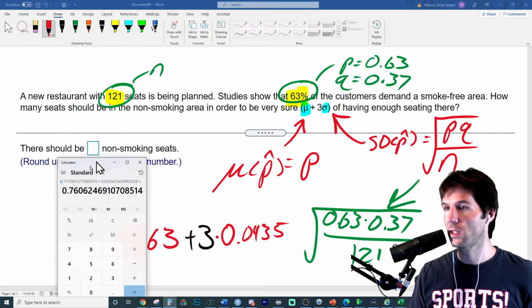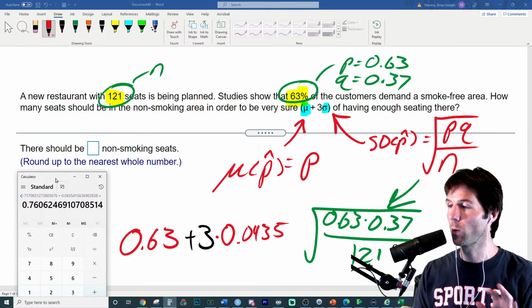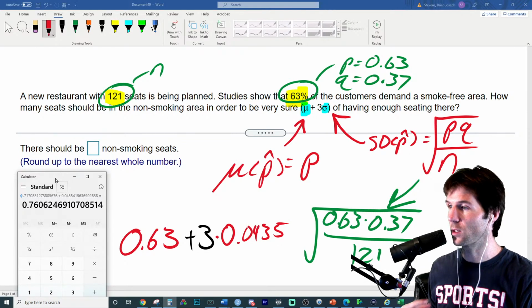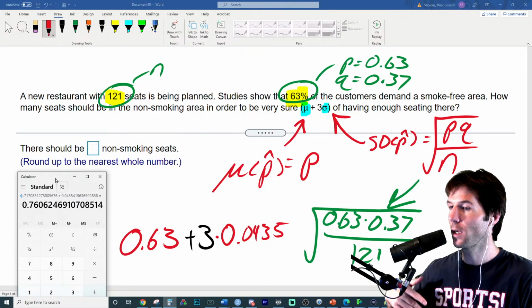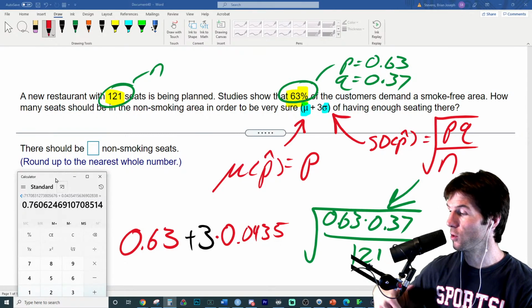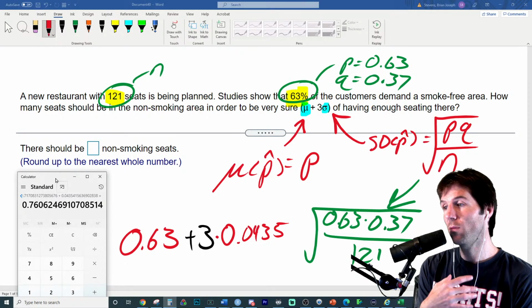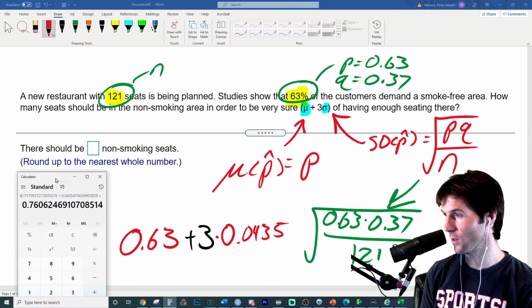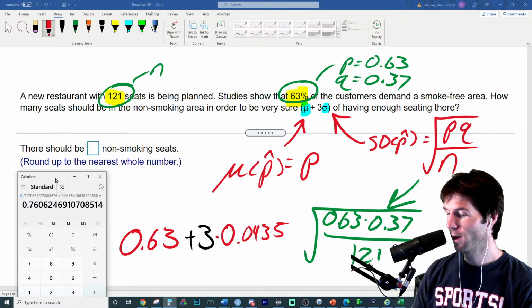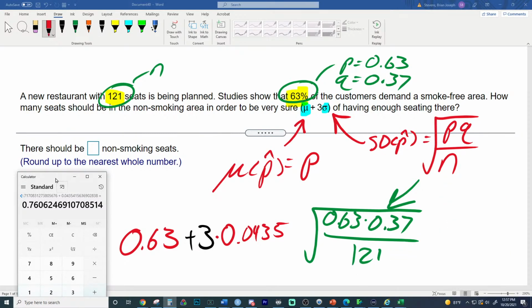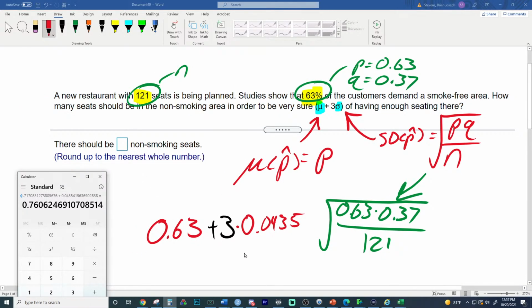If I know we want 76% of our seats to be non-smoking, what should I do to 76% to find out how many seats I want to be non-smoking? I know right now I want 76% of my restaurant to be non-smoking. So how should I find out how many seats?